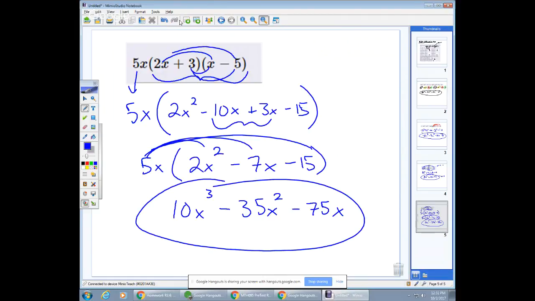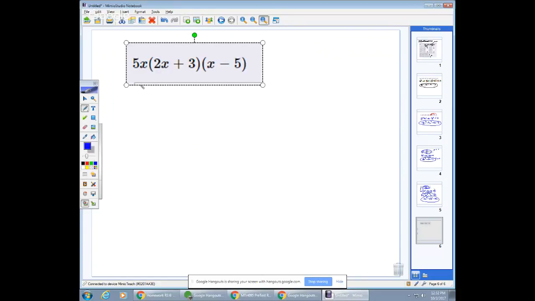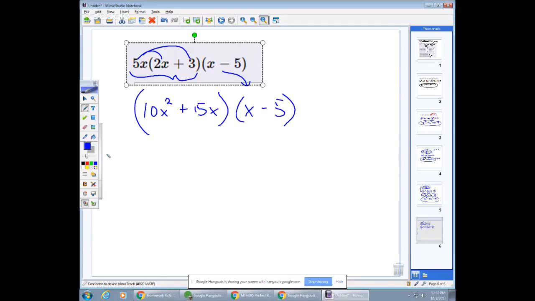Just for fun, I'll show it doesn't matter which order you multiply. So I could choose to multiply these two together first, in which case the 5x only goes to those terms, and that will give me 10x squared plus 15x. Now I can bring down the other factor of x minus 5, and then I have my double distribution here.